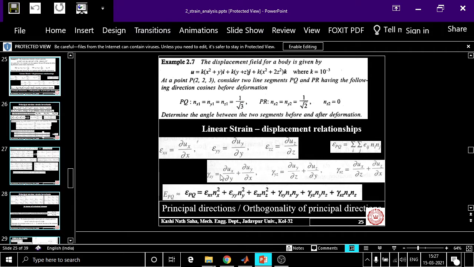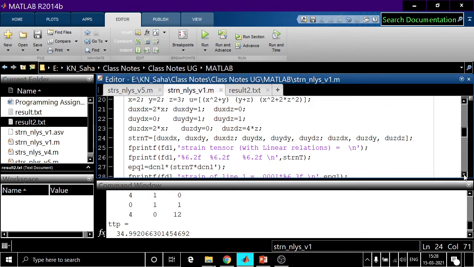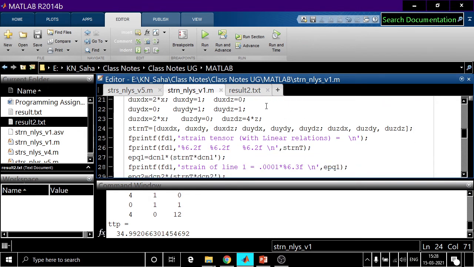According to this, we have to calculate and take half of that as epsilon x y. Anyway, that part we need to modify in this MATLAB code. Whatever, let us take this for now. We are not making that, it will take some time. Let us take this as our strain tensor, and if a strain tensor is given, what next?